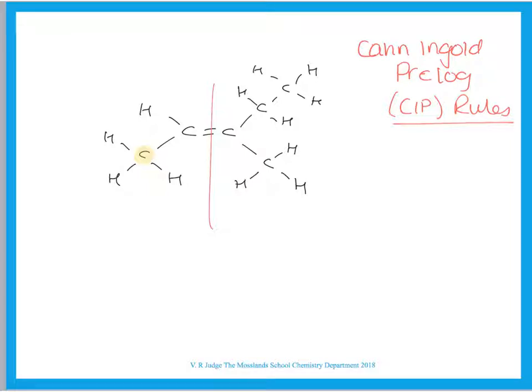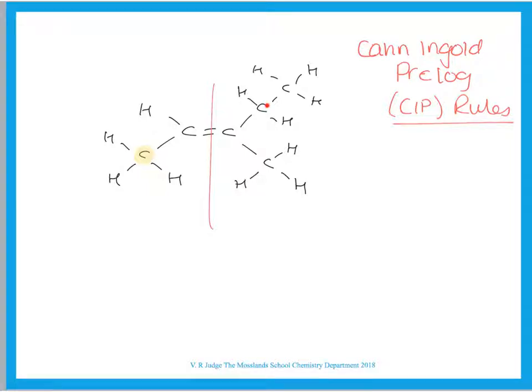So again, fairly straightforward. If you look on the right hand side, we've got to decide whether this carbon chain is the priority or whether this carbon chain is the priority. So if we go along this side, the atom that's directly attached to this carbon atom is a C, and the atom directly attached here is also a C. Now carbon and carbon both have the same atomic number, so they both have the same priority, so that doesn't help, that doesn't tell us which one is the priority group.